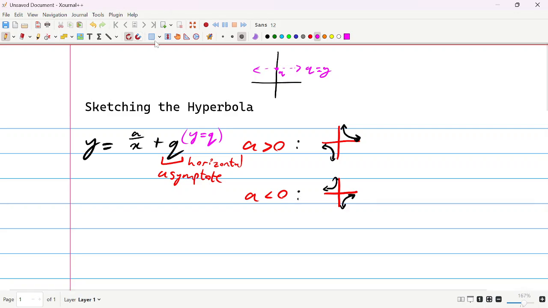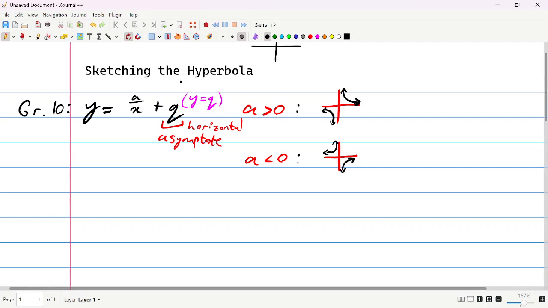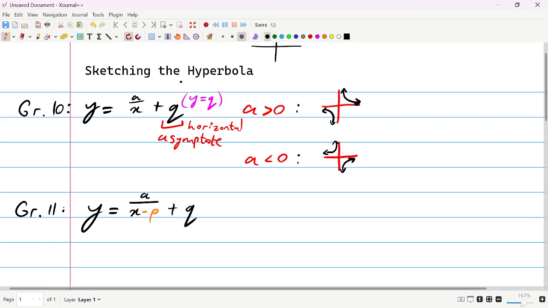But what happens if we take it to grade 11 level? What is the only change that we're going to have? So this was grade 10. But what about grade 11? Grade 11 is now when it's y is equal to a divided by x minus p, plus q. Can you see the only change is the minus p? And what does the minus p indicate? The minus p is going to be the vertical asymptote. This is the only change that we have for this year.